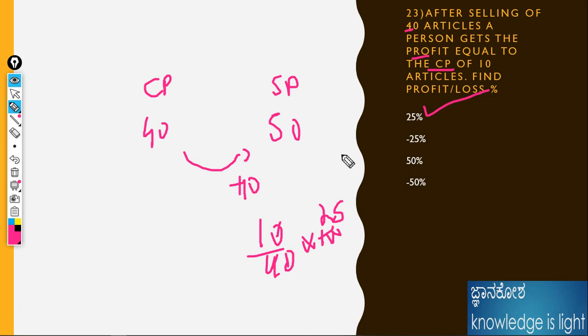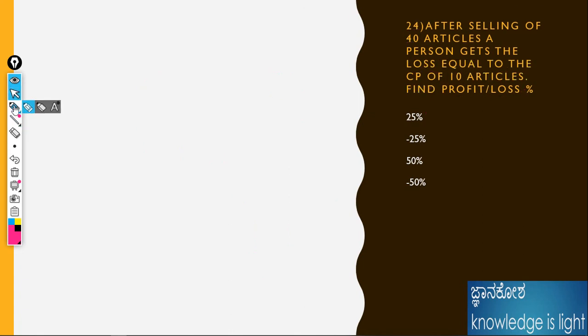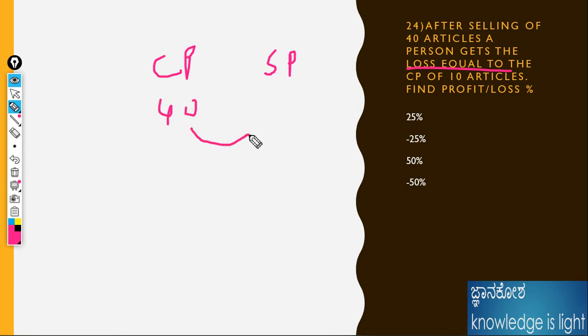Okay, next thing, after selling 40 articles, loss. Okay, my dear friends, if it is a loss, then CP should be the greater thing. Understand? CP should be greater, which means 40 is the greater thing, so there should be 10 articles less. CP should be the greater.